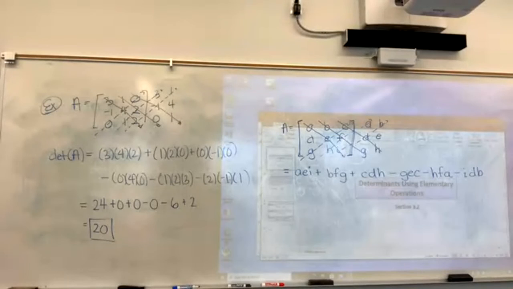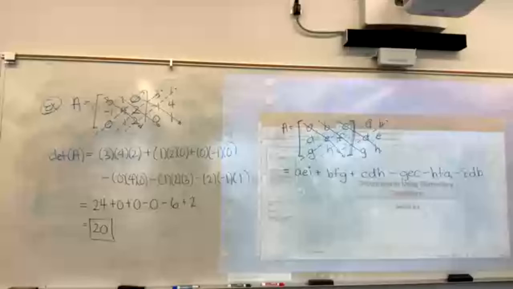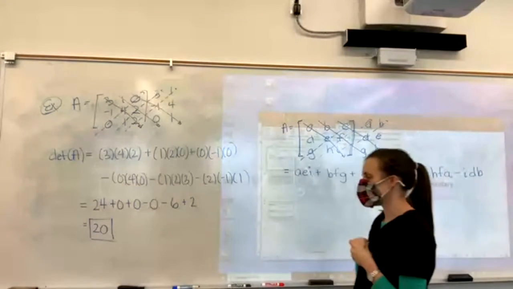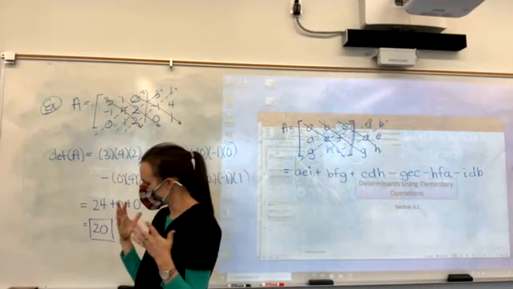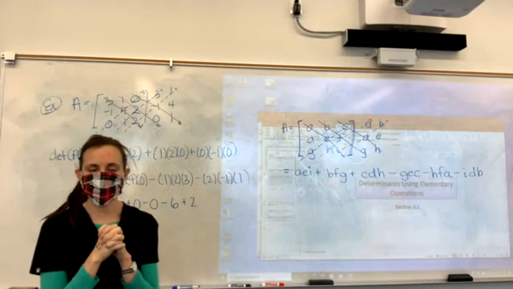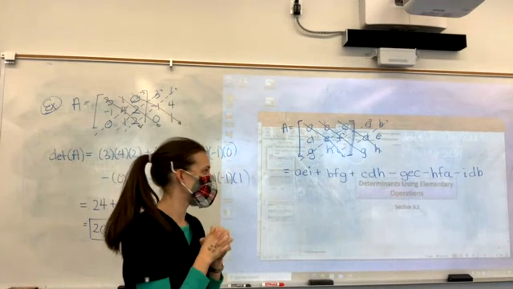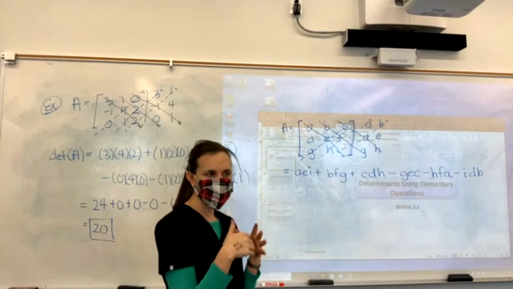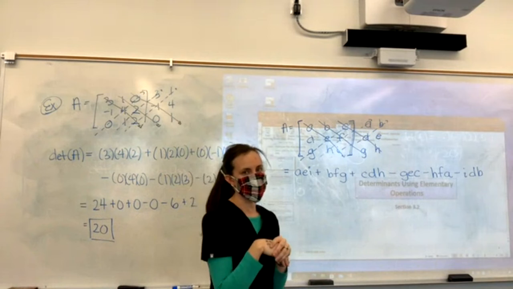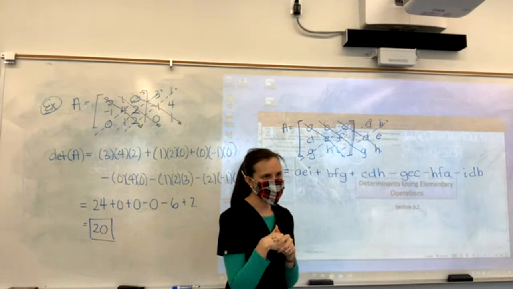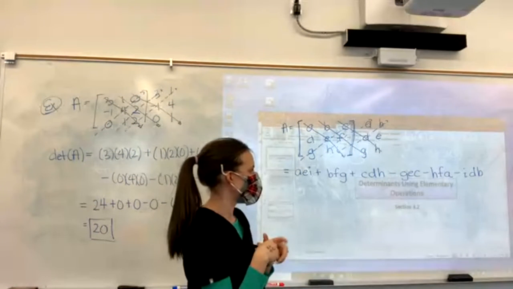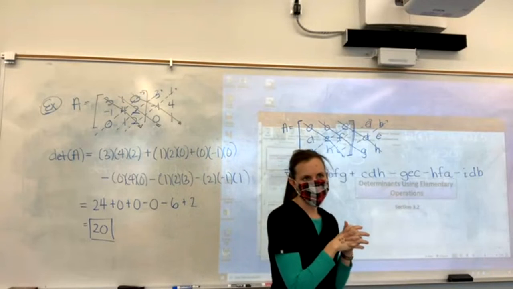Someone asked, why is the trick only for 3 by 3 matrices? Great question. I have no idea. I don't know who found this trick. It's the only size it works for. If you try the same thing with a 4 by 4, you get the wrong answer. It only works for 3 by 3s.